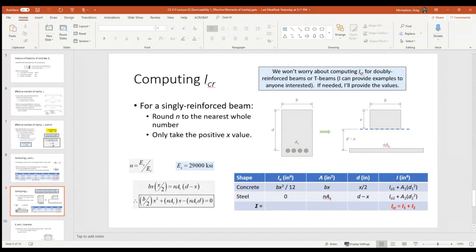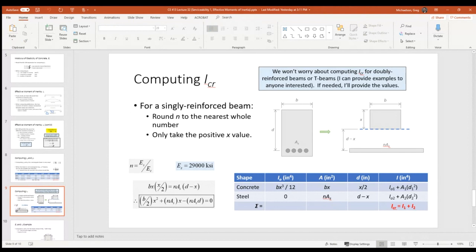If we ever have to deal with a doubly reinforced beam or a T-beam, I can provide examples if you want, but I'm really not going to worry about that with what we've got going on with our distance learning. If we need those values, I'm just going to give them to you, and I might post an example on how to do it. But don't worry, I'm not going to make you do that. The only thing I'm going to make you worry about is for a singly reinforced beam.